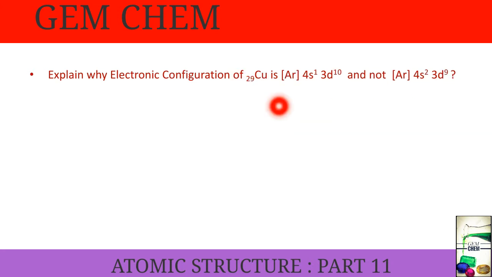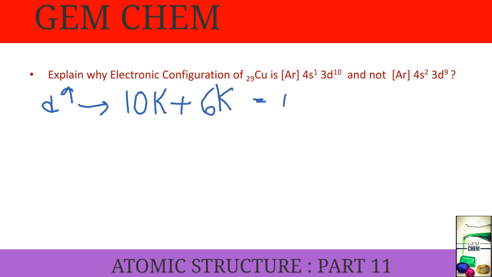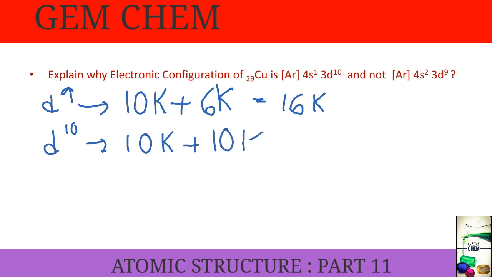Now the second question is like that only. 29 copper has a configuration of 4s1 3d10, whereas actually we should have obtained 4s2 3d9. But why is this so? We first calculate the exchange energy. For d9, the exchange energy is 10K for the d5 plus 6K for the d4, so we obtain 16K, whereas for d10 it is 10K for d5 plus 10K for the other 5 electrons, so 20K is coming. So it is more stable.